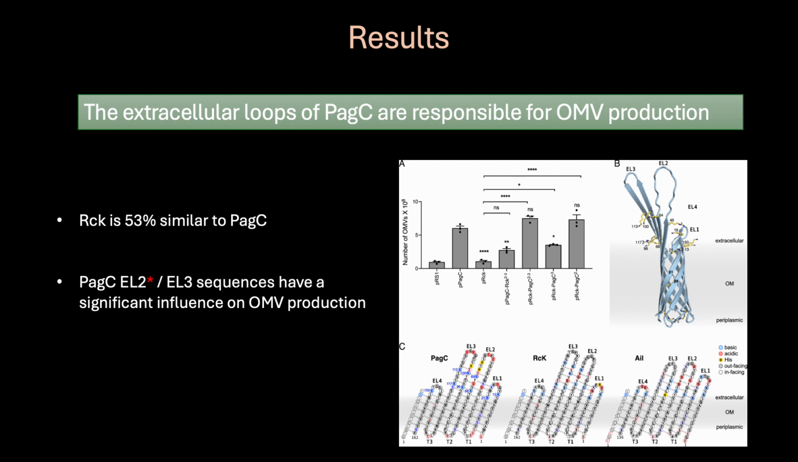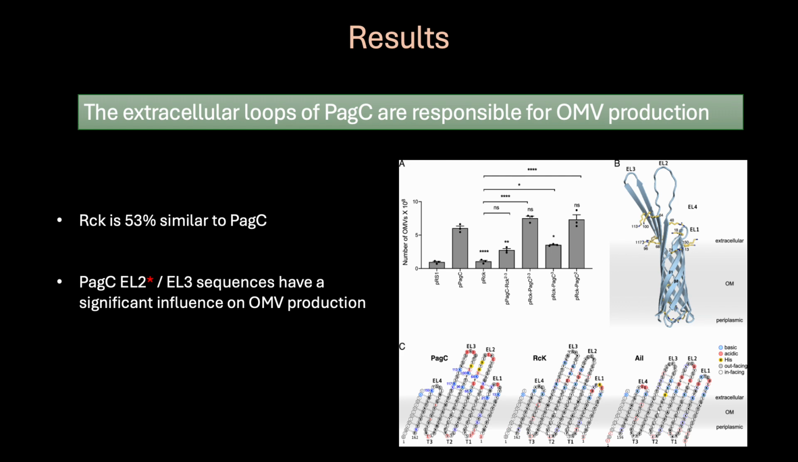Figure B is showing the AlphaFold structural model of PAC-C and the outward-facing basic residues or side chains on the loops in yellow, and this was accomplished using structure-based sequence alignment. In figure C, we get another look at the 4 extracellular loops of PAC-C, but also of RCK and that of L. Again, these are all outer membrane proteins that belong in the same family, and here you can see the different side chains in different colors and the chain similarities in all 3 proteins.